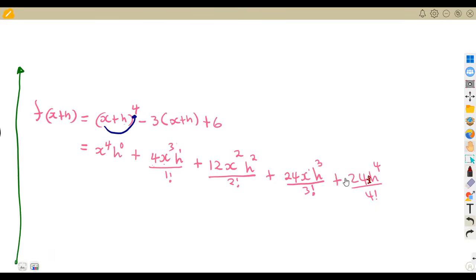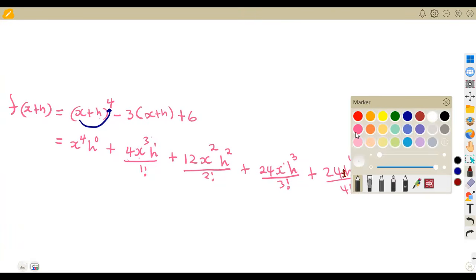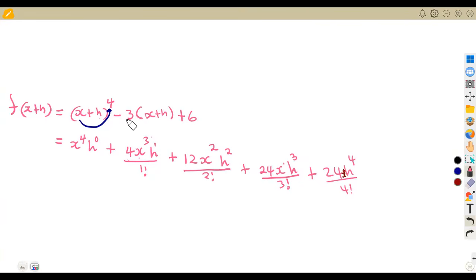So what were we doing here? We were expanding x plus h to the exponent of 4, this one. We were expanding this part here. But what about the rest here? We have to expand this part of -3 into x plus h. So it's -3 times x, or just expand -3 times x, which will be -3x, -3 times h, which is -3h plus 6. Just gonna write as it is.